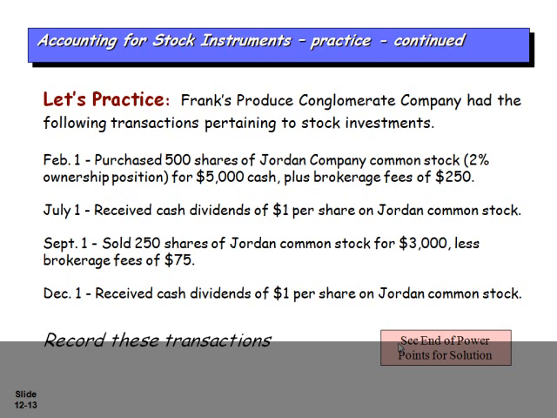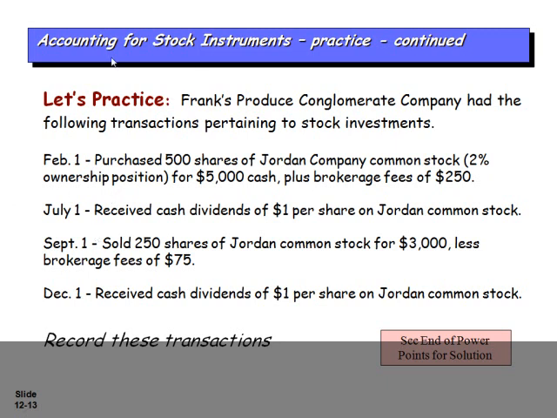Now use your course pack for this. Use a pencil, log these journal entries, and then at the end of the last PowerPoint presentation, your solutions will be posted. I post the solutions. So let's just walk through these journal entries, but I'm not going to give you the solutions here. We purchased 500 shares of Jordan Company common stock, 2% ownership position, for $5,000 in cash, plus brokerage fees of $250. That means it's not only the $5,000 but an additional $250. Now note that 2% ownership position, that's just flagging you that this will be using the cost method.